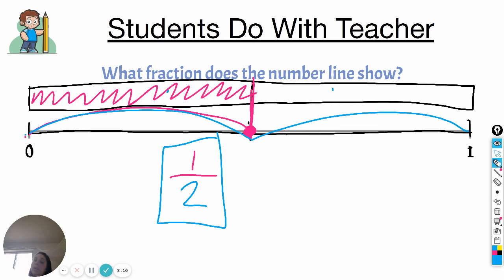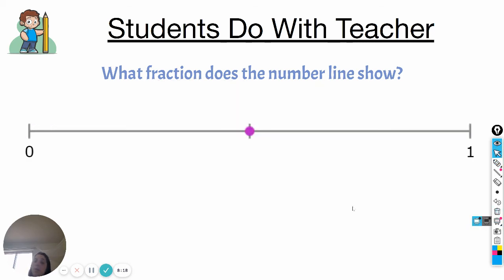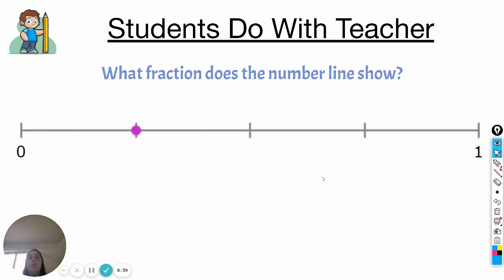Okay, go ahead and erase your whiteboards. We're going to try one more example. This time we're not going to draw the fraction strip. We're going to just practice with the number line alone. So take a moment, draw your number line, and then we'll start figuring out what fraction it represents.